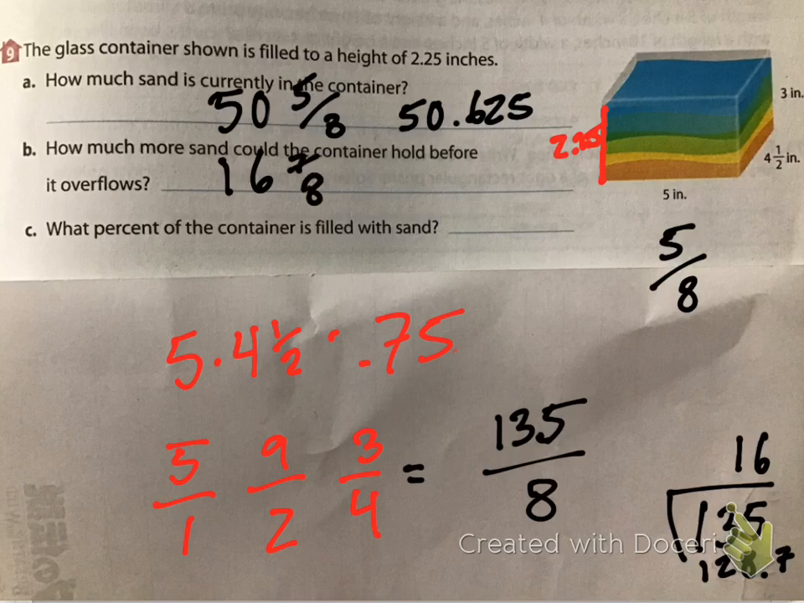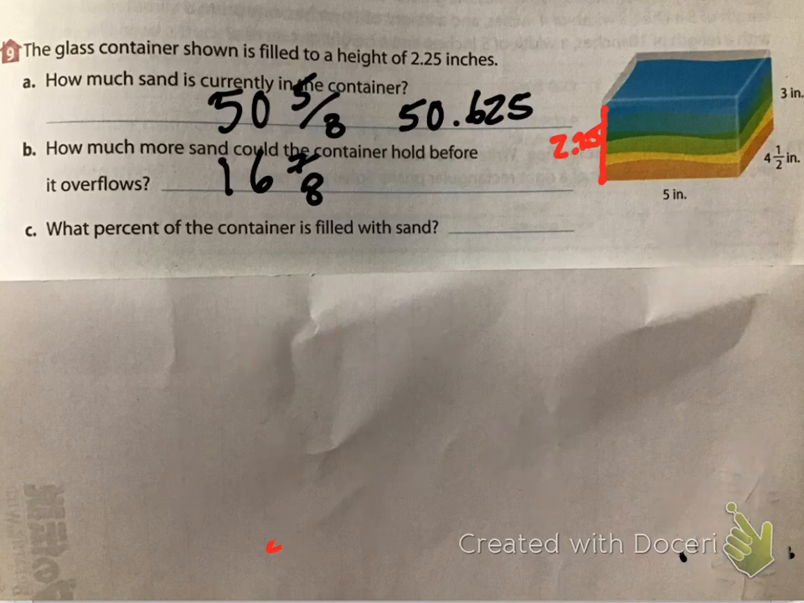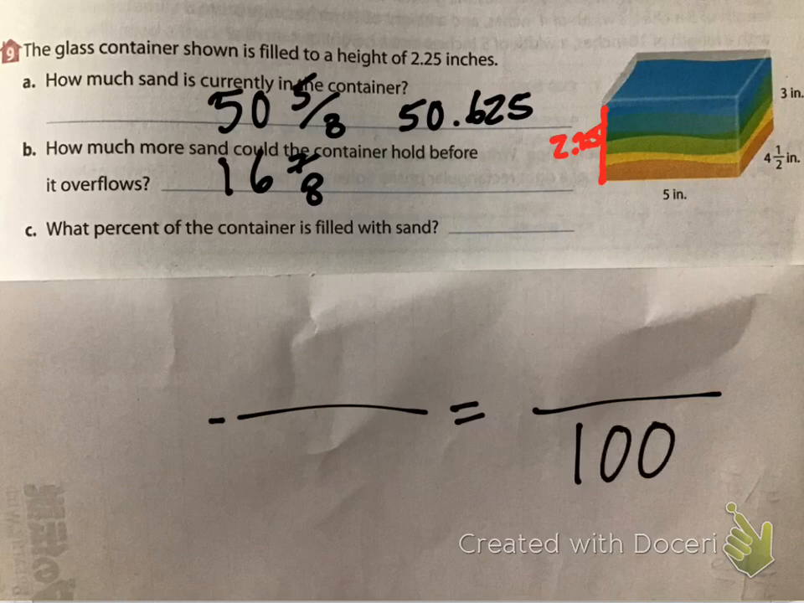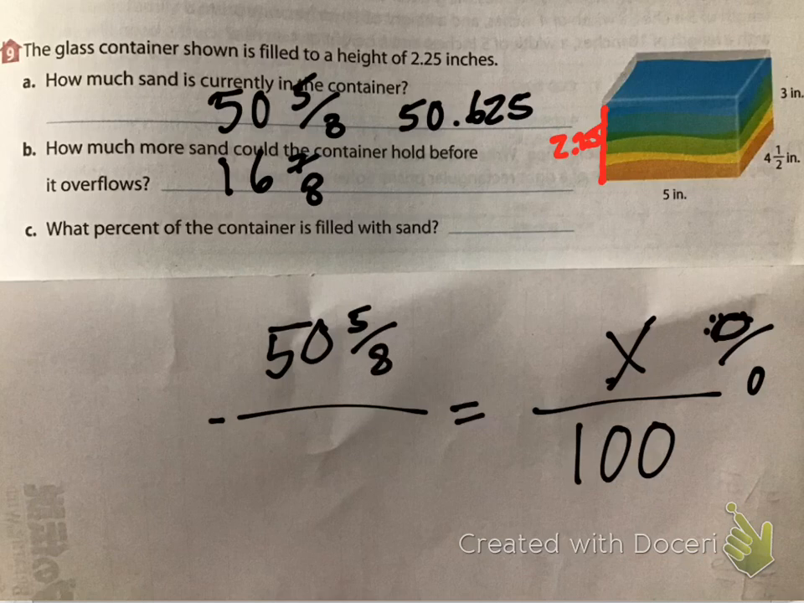And then it asks me the last question. What percent of the container is filled with sand? When we do percents, do we remember what it is? Yeah, it's 100. So it's going to be equal to something out of 100. We don't know the percent. So it's what percent, and this side is our percent side, is equal to, and what numbers go on the other side? We said 50 and 5 eighths. And on the bottom, I need what number?